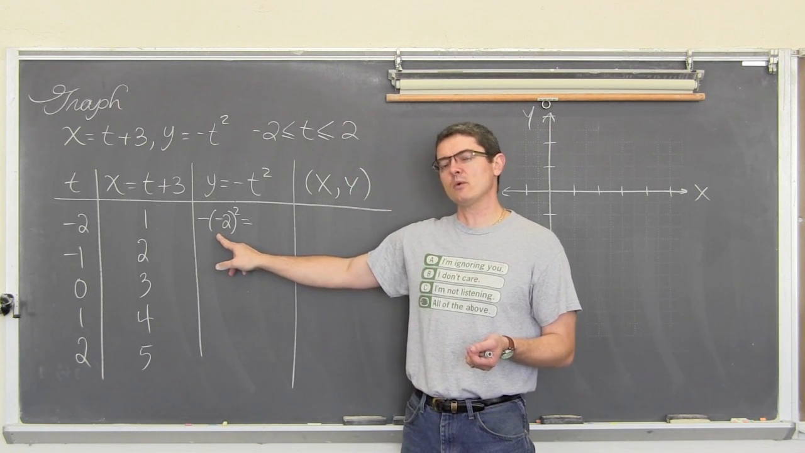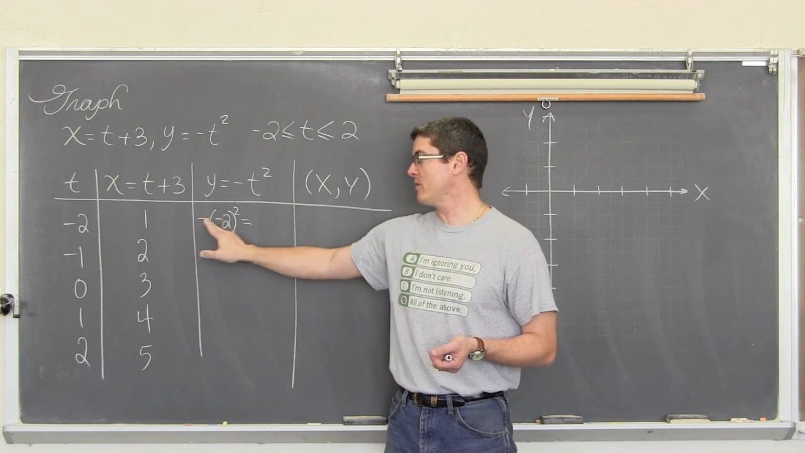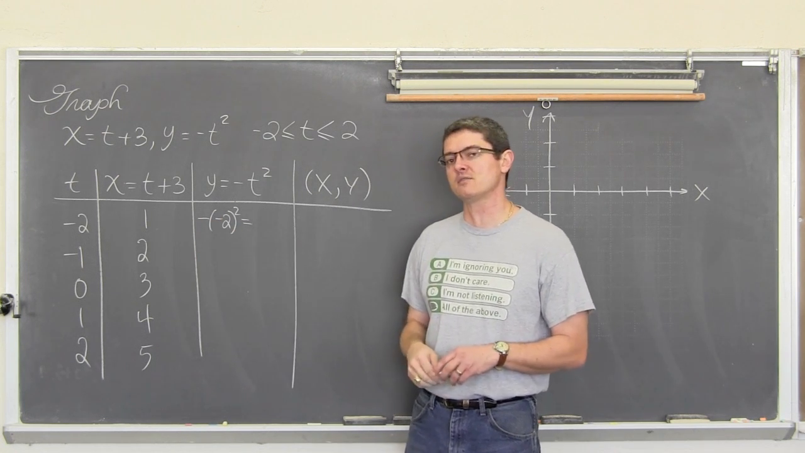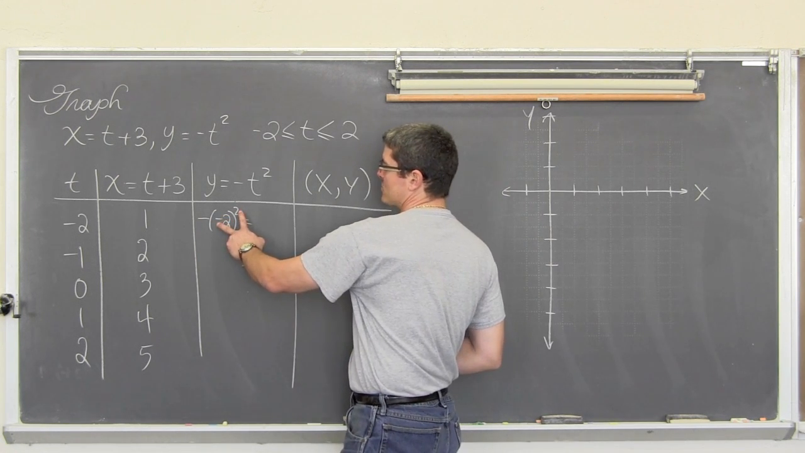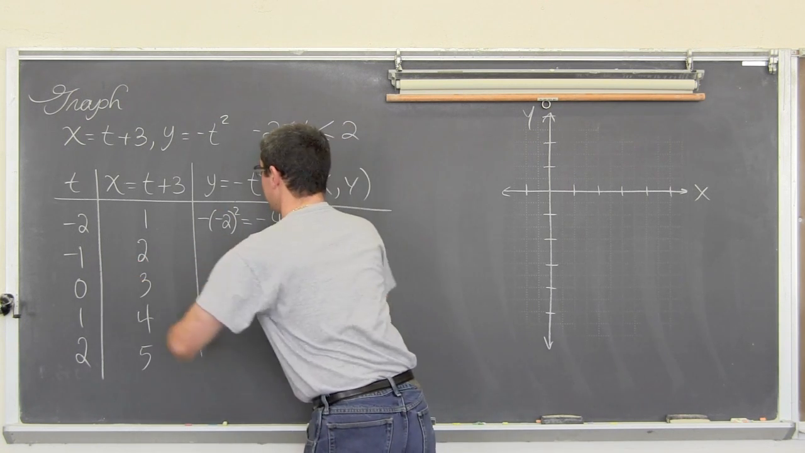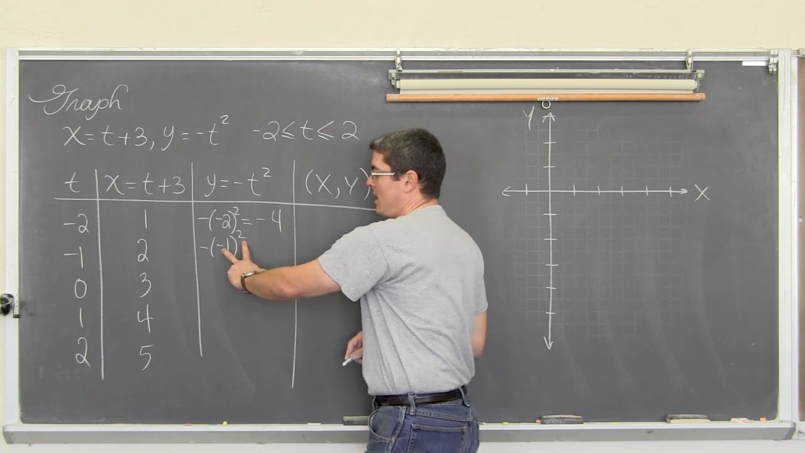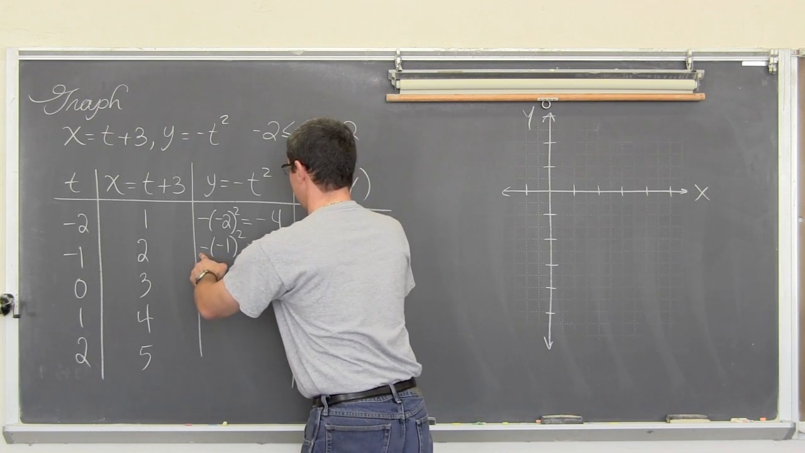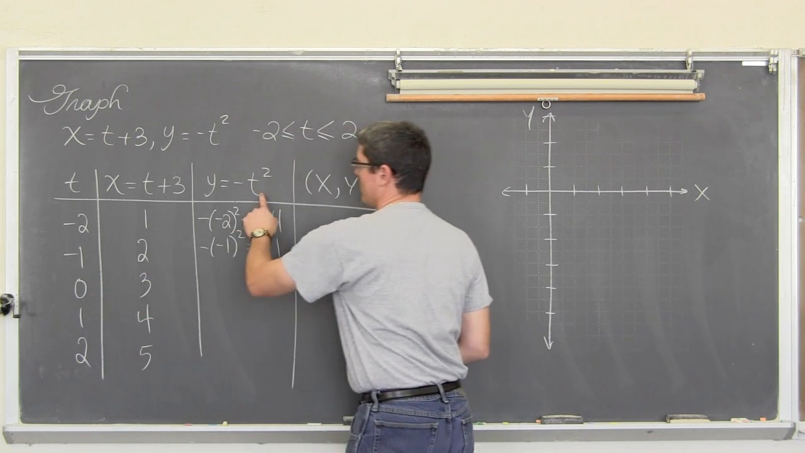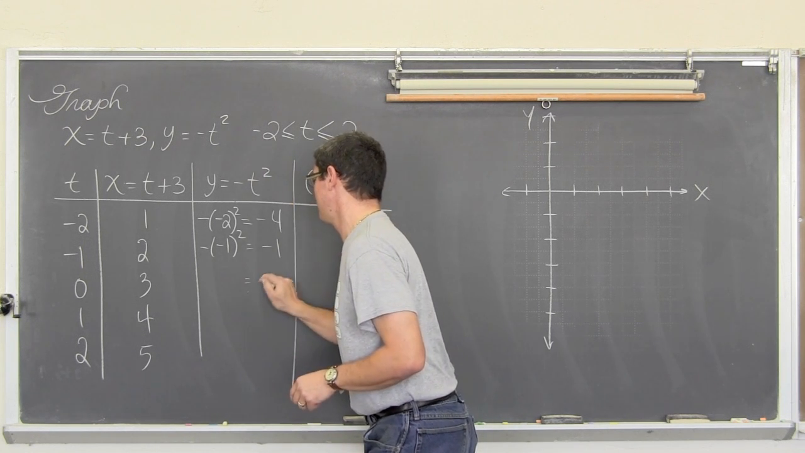We're also going to make sure that we follow the order of operations, which is going to say, do your exponent before you multiply. Do not cancel out those negative signs. So negative 2 squared is 4, and now it's negative 4. We plug in negative 1. Negative 1 squared is 1, and now it's negative 1. Then we're going to plug in 0. 0 squared is 0, and now it's still 0.